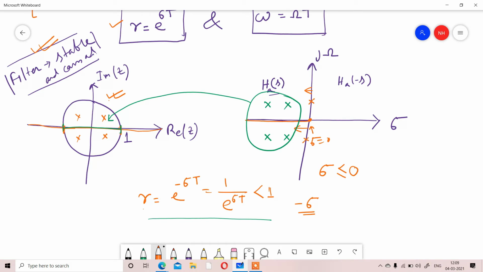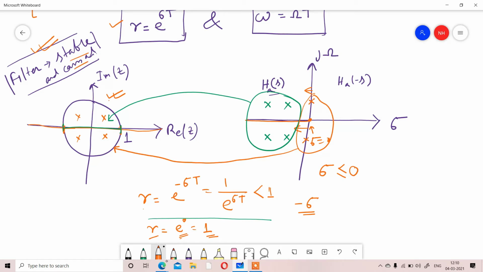over the axis, means that is for sigma equal to 0. For this case, if we replace sigma equal to 0, r will be e to the power 0, means equal to 1. All the poles will be over that circle, because sigma equal to 0 gives e to the power 0, that is 1. So the r value will be 1, and all the poles will be over that circle. So that is also satisfying the condition, stability and causality.